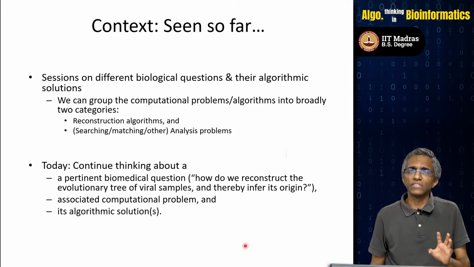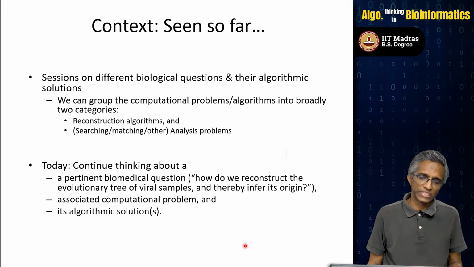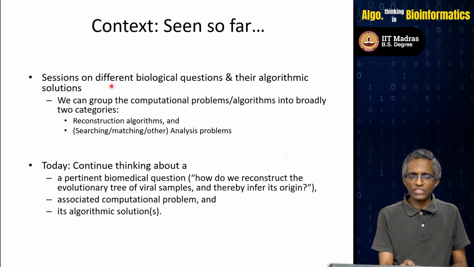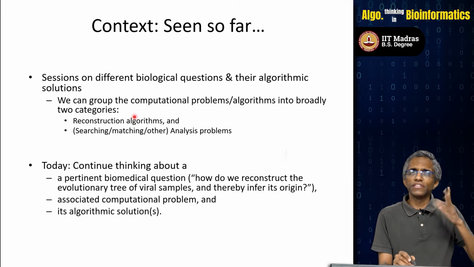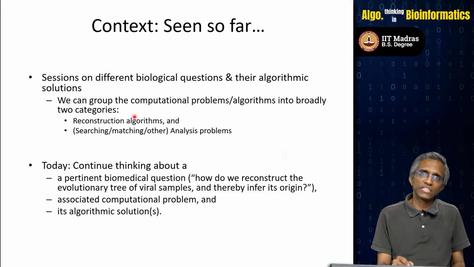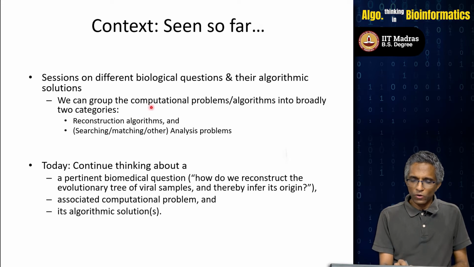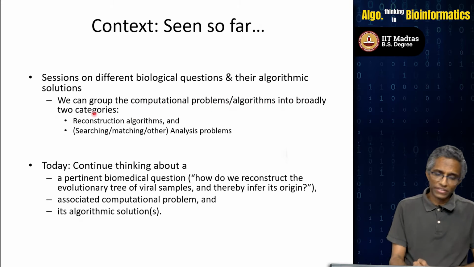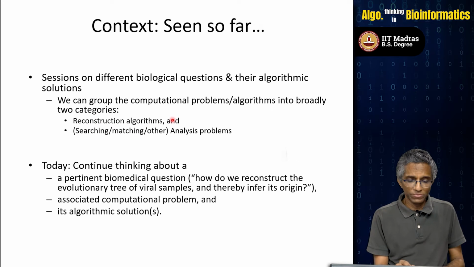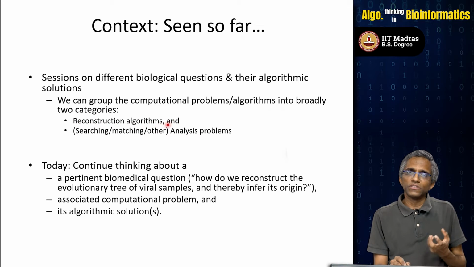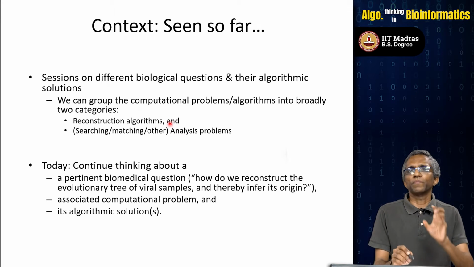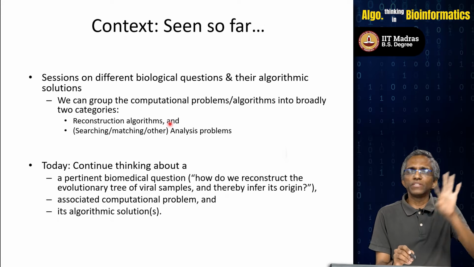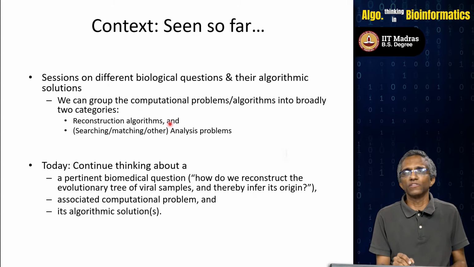In order to put it in the context of other topics seen in the course so far, we have addressed different biological or medical related questions in this course and their algorithmic solutions, right. And we can think about it as largely in two categories. If you wear your computer scientist hat, we can group the computational problems or algorithms into broadly two categories. One is the set of reconstruction algorithms, right, where you are given some measurements from some sequencing technology or other experimental measurements, and then these measurements are giving you different bits and pieces of an underlying object, and we want to reconstruct that object.